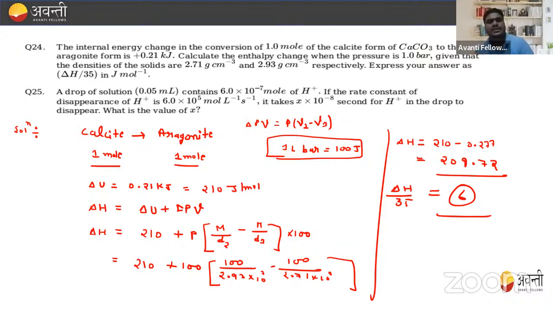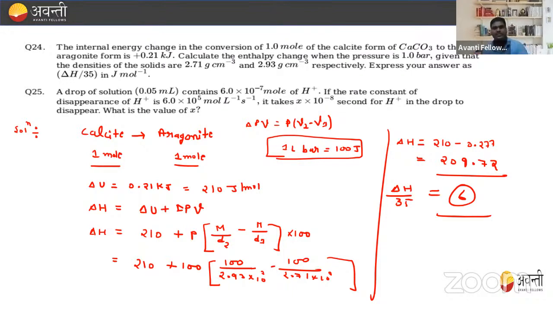The internal energy change in conversion of 1 mole of calcite, calcium carbonate, to the aragonite form is 0.21 kilojoule. Calculate the enthalpy change when the pressure is 1 bar, given the densities of the solids. In this question, first we convert delta U from kilojoule into joule. And we know the formula: delta H is equal to delta U plus P delta V. P is given, that is 1 bar, so we can convert 1 liter bar into 100 joule.